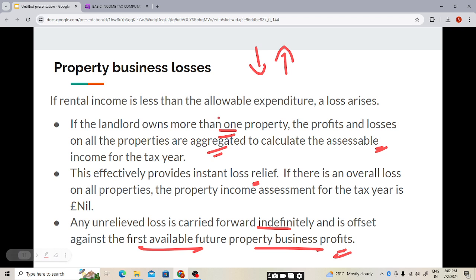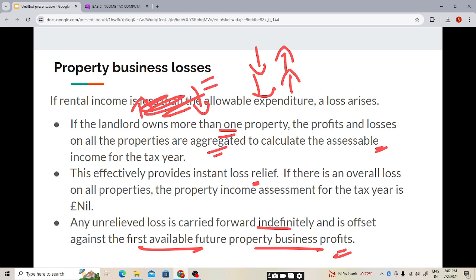Then we covered the property losses. Property losses happen when our income is less and expenditure is more. Then an individual will aggregate all the income during the income tax calculation process, so no issues in that. But if all the properties are in loss, then that year will not have any property income, so no tax, and property income will be zero.